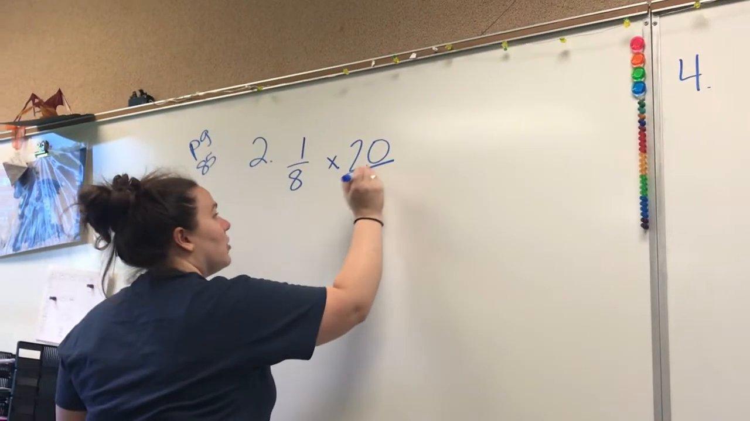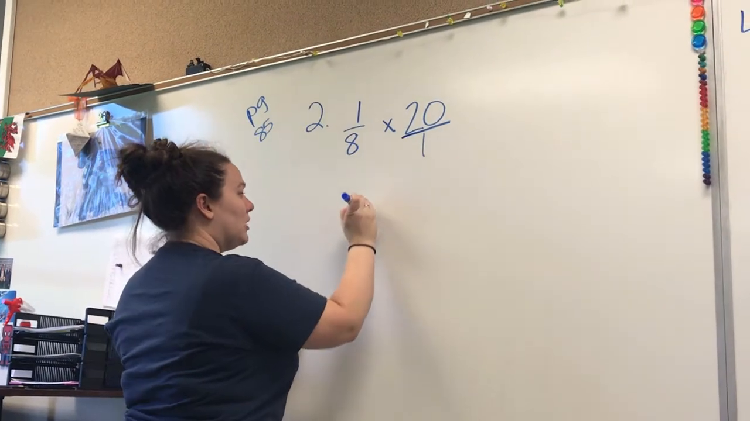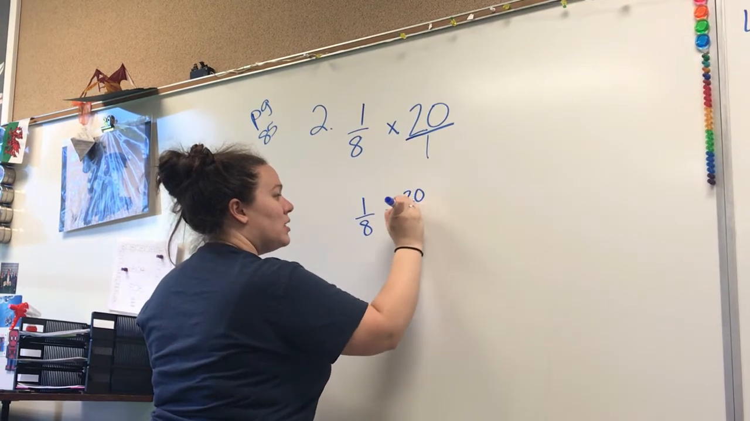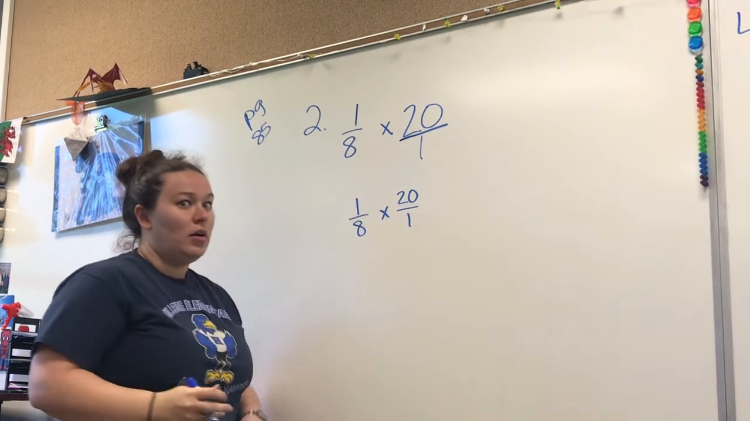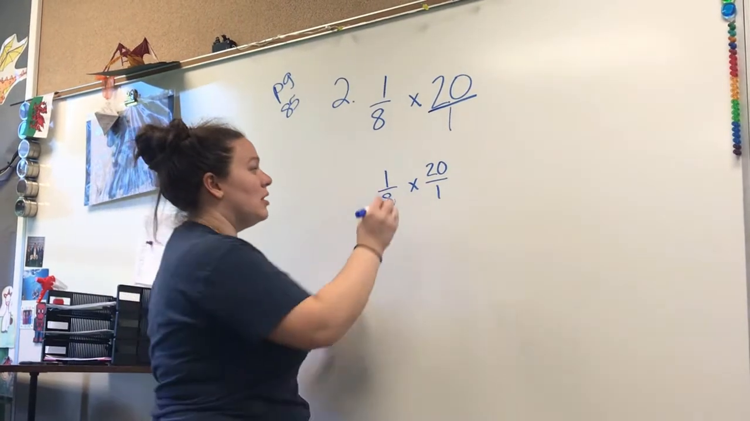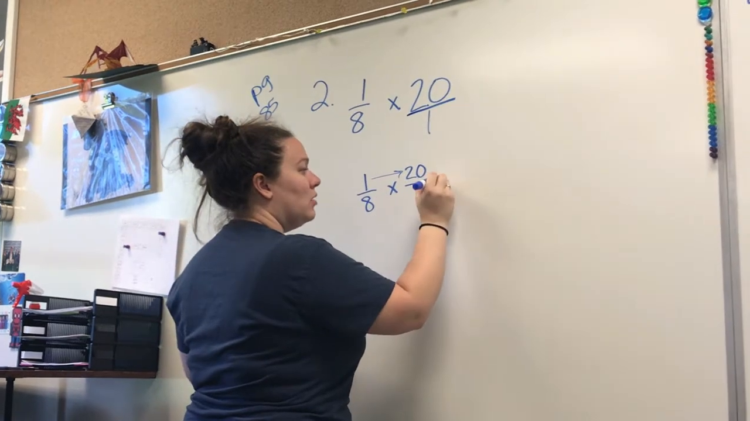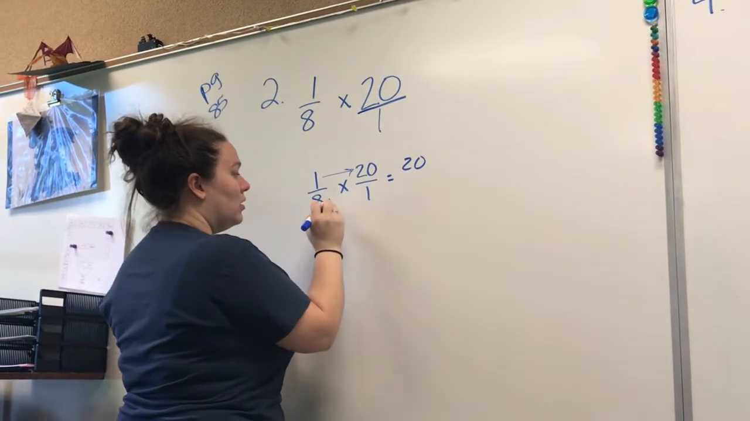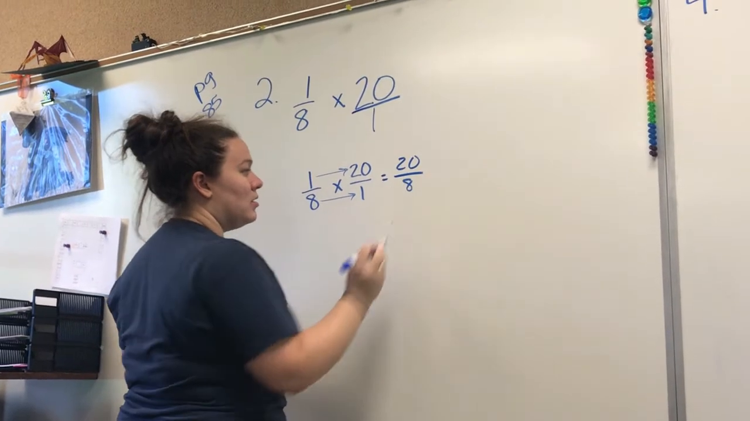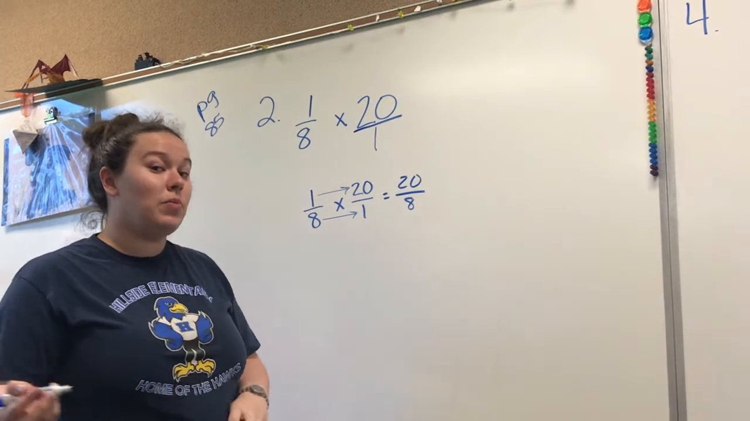So pretty much just going like this. I'm going to rewrite the problem so it looks really nice. 1/8 times 20 over 1. Multiplying fractions is probably one of the most simple and easy things to do. You just go straight across. 1 times 20 is 20. 8 times 1 is 8. This is where things get confusing. You do have to simplify.